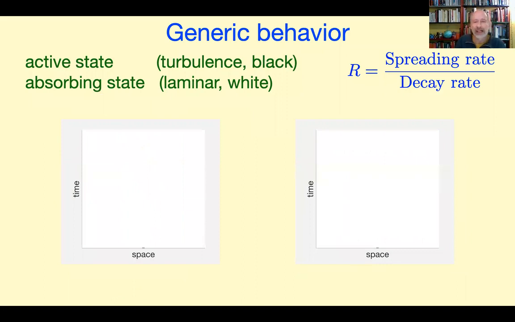But let me just give you a highlight of what generically we're talking about. What you're going to see here are space-time plots. There's going to be the active state, which in our particular case is the turbulence, and it will show up as black. And there's going to be the absorbing state, which in our case is laminar flow, and it's white. You're going to see two values of the controlling parameter, and this is just going to be generic. The controlling parameter is a ratio of the spreading rate versus decay rate. I'll come back to that in a minute.